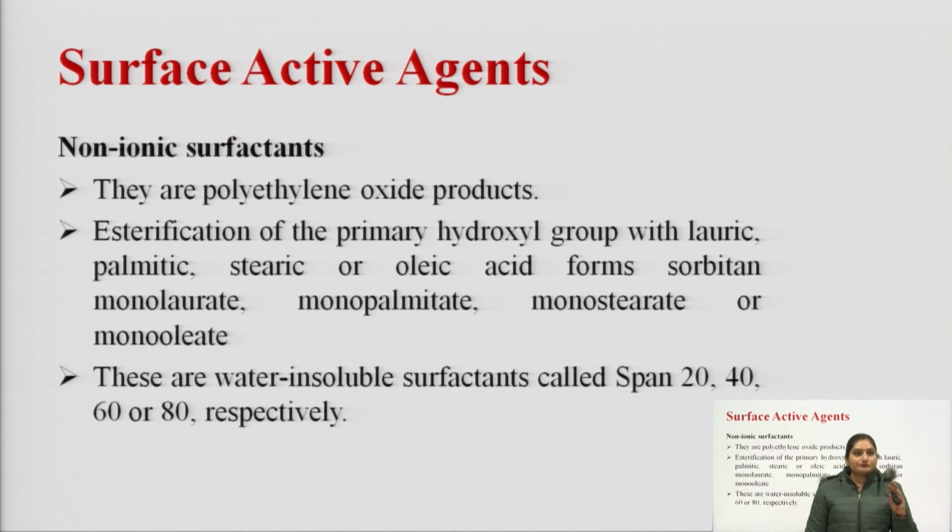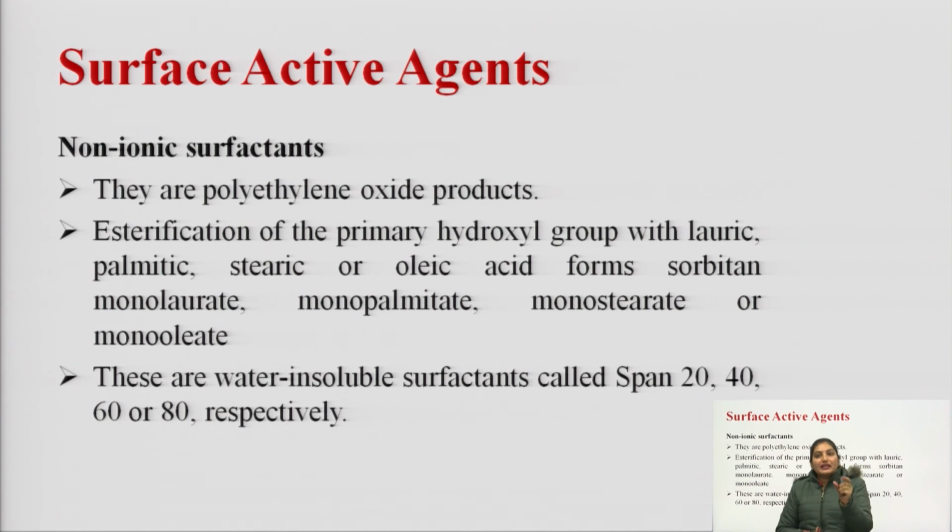These are the polyethylene oxide products. These are the result of esterification of the primary hydroxyl group with lauric acid, palmitic acid, stearic or oleic acid, and they form sorbitol monolaurate, sorbitol monopalmitate, sorbitol monostearate or sorbitol monooleate.